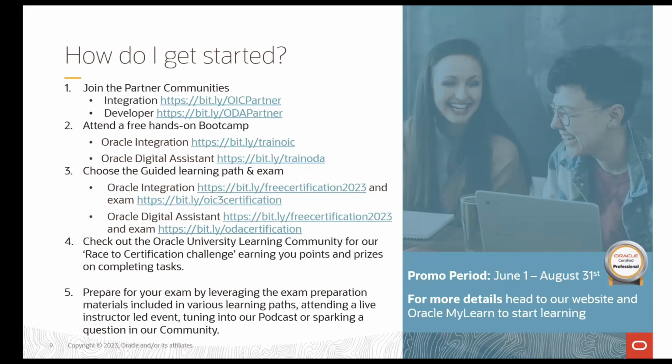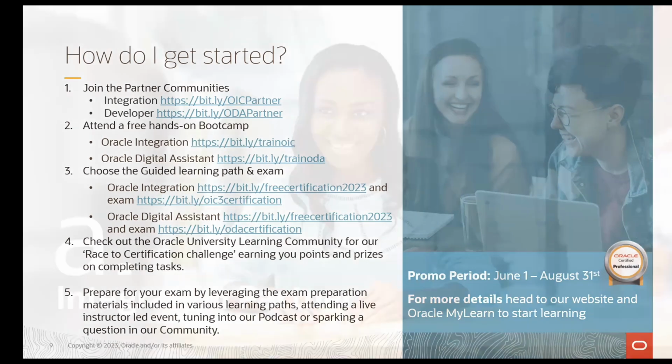How do you get started? What is the best way to become an expert? Sign up for the communities. The communities are free of charge. Attend the free hands-on bootcamp. The bootcamps are free of charge for both integration and digital assistant. And then you can go for the guided learning path and also the exam. The guided learning path prepares you additionally for the exam questions. Everything is available, including the exams and the guided learning path, until August 31st.